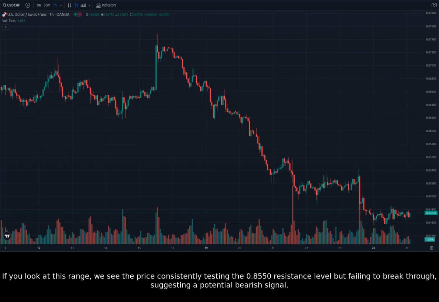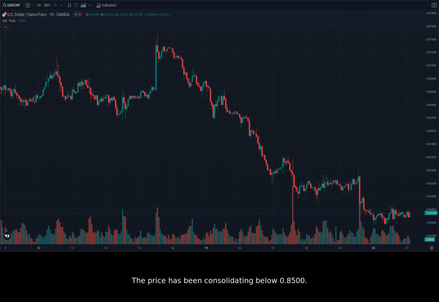If you look at this range, we see the price consistently testing the 0.8550 resistance level but failing to break through, suggesting a potential bearish signal. The price has been consolidating below 0.8500. However, there's a slight bounce off the 0.8450 level. We can see a slight bounce off this level as well, indicating a potential short-term support zone.